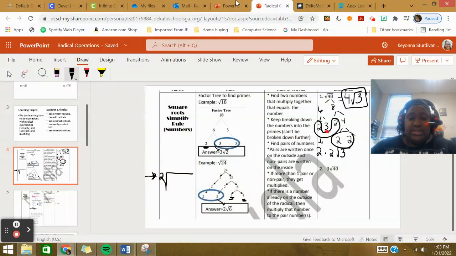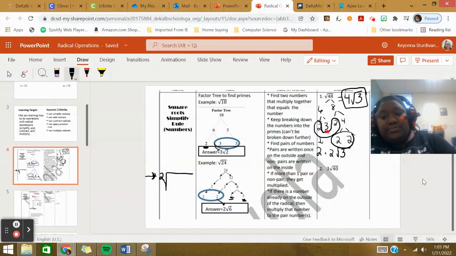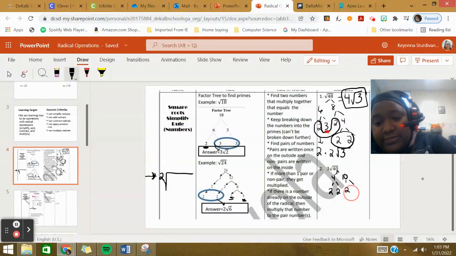All right, let's look at this next example. We got 3 square roots of 40. The 3, I can't do anything with it. I would just bring it down. But right now, I will go ahead and break down 40. 40 is going to give me 4 and 10. 4 is going to break down to be 2 and 2. Remember, we're getting them to prime numbers. And then 10 is going to be 2 and 5.